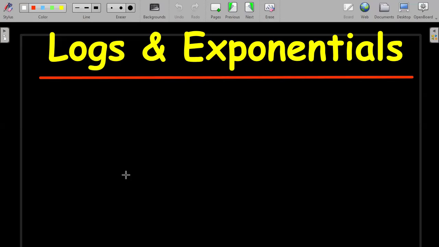We are going to be looking at logs and exponentials. The most important thing when you're looking at logs and exponentials are the laws, the laws of logs. And then the most common questions that you're going to be asked are to convert from one form to the other, meaning you'll be converting from the log form to the exponential, or the exponential form to the log. So these two are married.